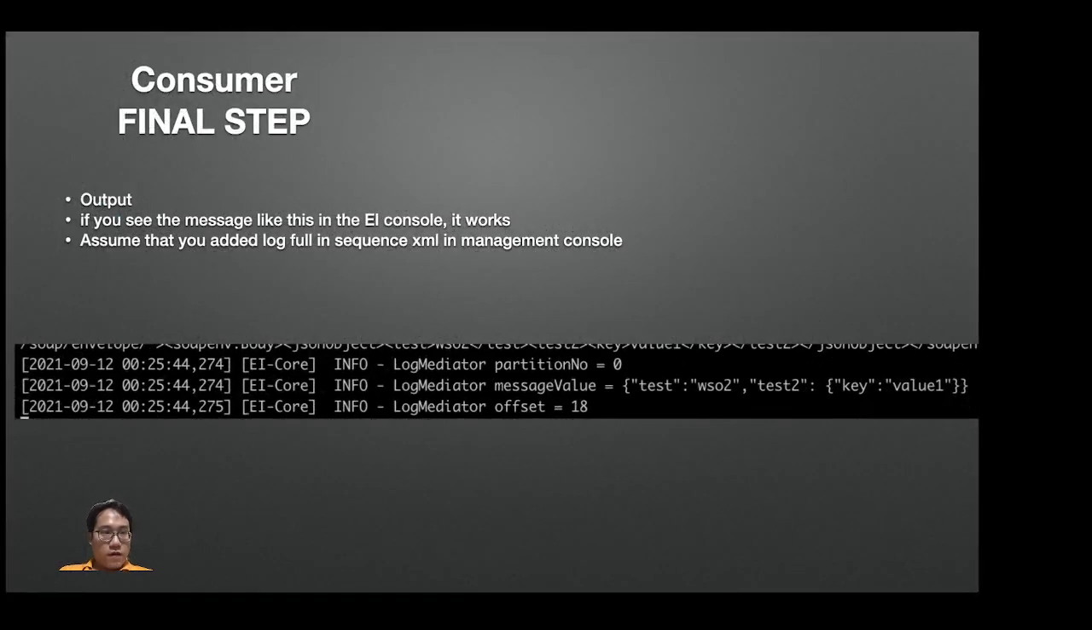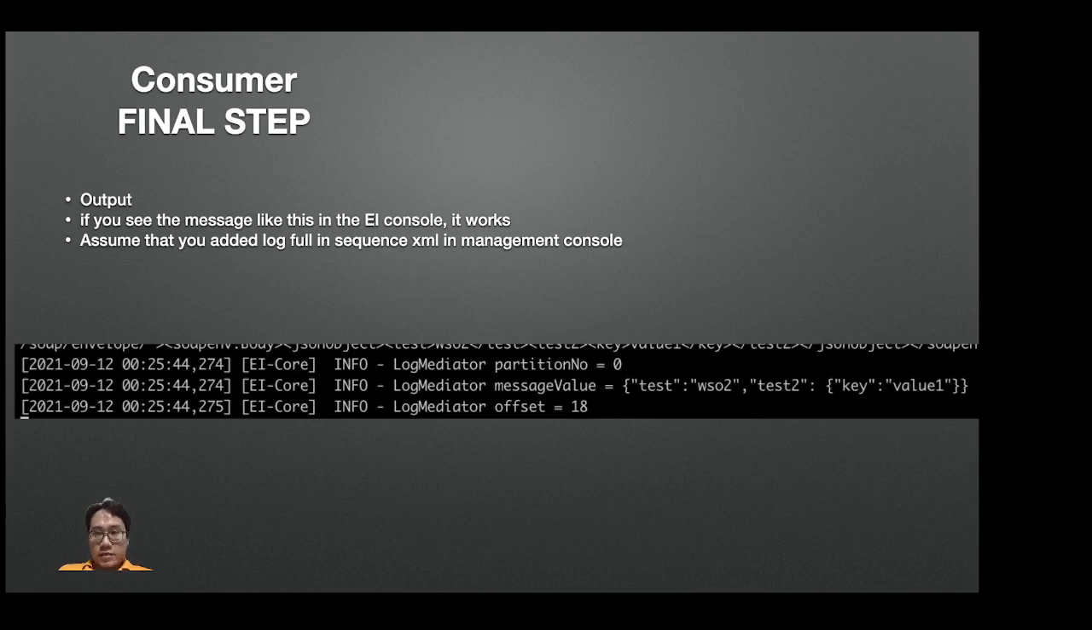So the final step is we check the output, the result. If we see a message like this in the EI console, the log mediator message value, and we check this JSON test appears, then it works as expected. Of course, assume that you added a log in a sequence XML and the management console of the EI to see the log, and this way we can check the output.